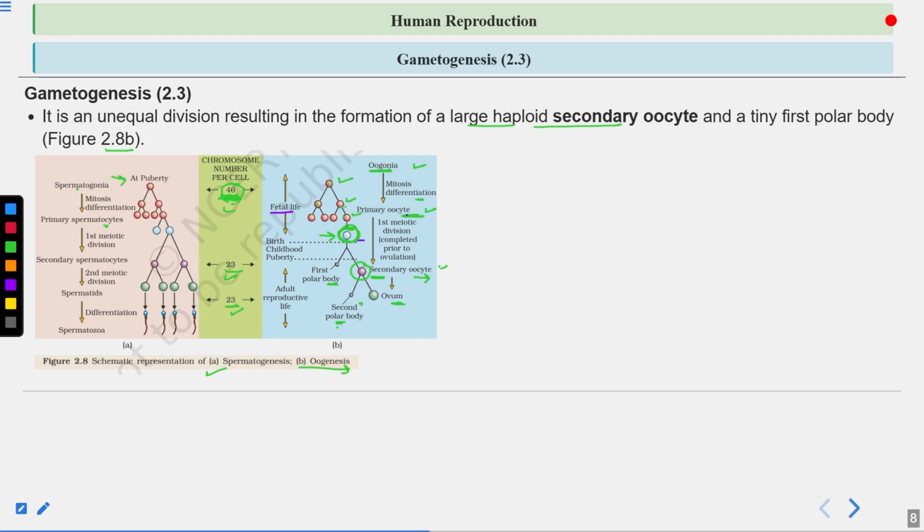And you can see one more difference here: meiosis in spermatogenesis is continuous, but meiosis in oogenesis is not continuous. The cells are arrested. The primary oocyte is arrested in prophase 1 of meiosis 1. The secondary oocyte is also arrested in metaphase 2 of meiosis 2.